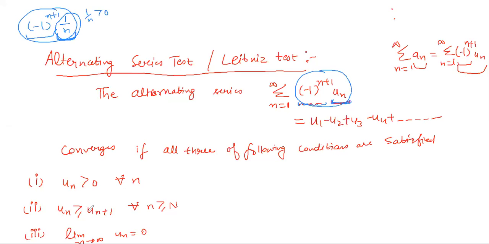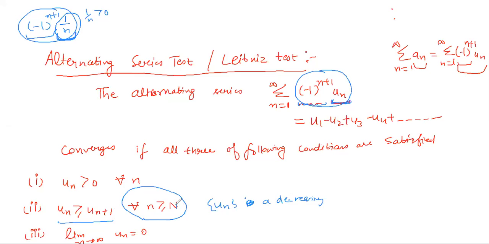Second condition is un should be greater than or equal to un+1 for all n greater than or equal to N. I have already explained the meaning of for all n greater than or equal to N when we were dealing with the integral test, and this actually means it is a decreasing sequence, meaning the un will be decreasing. I'm not using the word sequence so that you don't get confused between sequence and series, but you just know this condition should be satisfied, that the terms should follow a decreasing pattern, that the nth term is greater than or equal to the n+1th term.